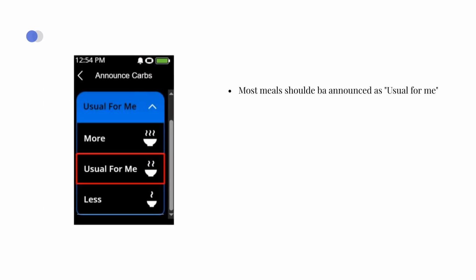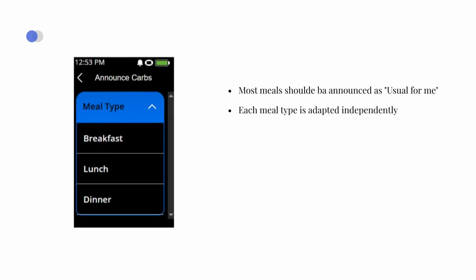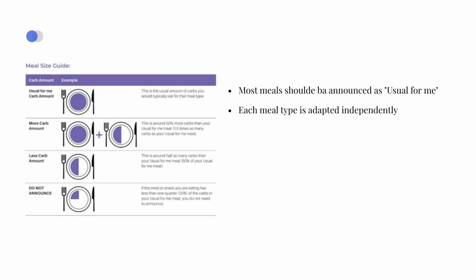Most meals should be announced as usual for me. Each meal type, breakfast, lunch, dinner, is adapted to independently, meaning the usual carb amount may differ between meals. Meal type selection is based on user preference, with meal size determined by carbohydrate content relative to typical intake. Snacks with similar carbohydrate content to meals should be announced as meals.